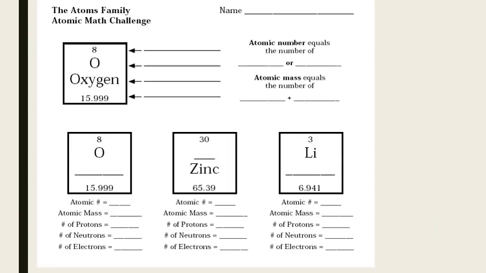So, when looking at a periodic table, you're going to see a wide variety of these little boxes. Now, the top one, if you look at the number 8, that is the atomic number. The O is the symbol, or atomic symbol. Where it says oxygen, that's the element name. And at the bottom here, this is what we call the atomic mass.